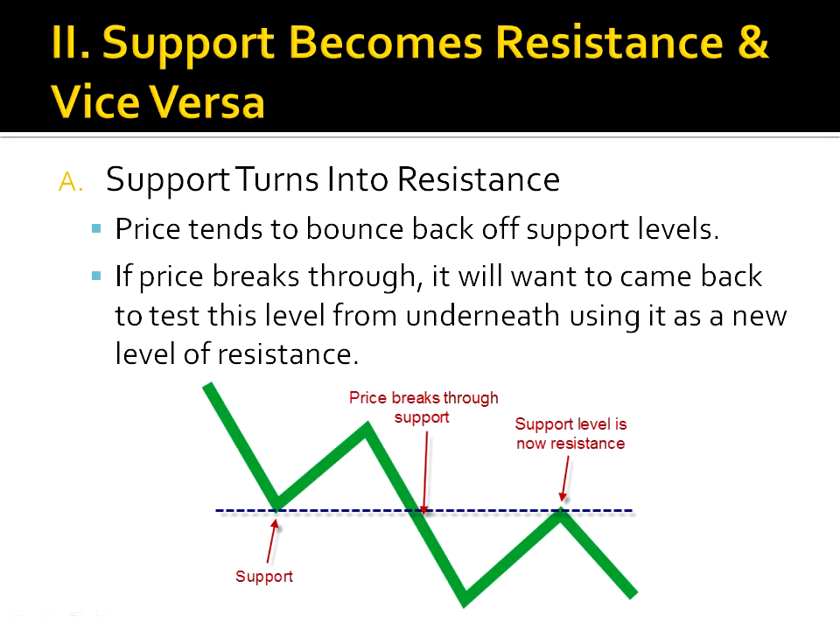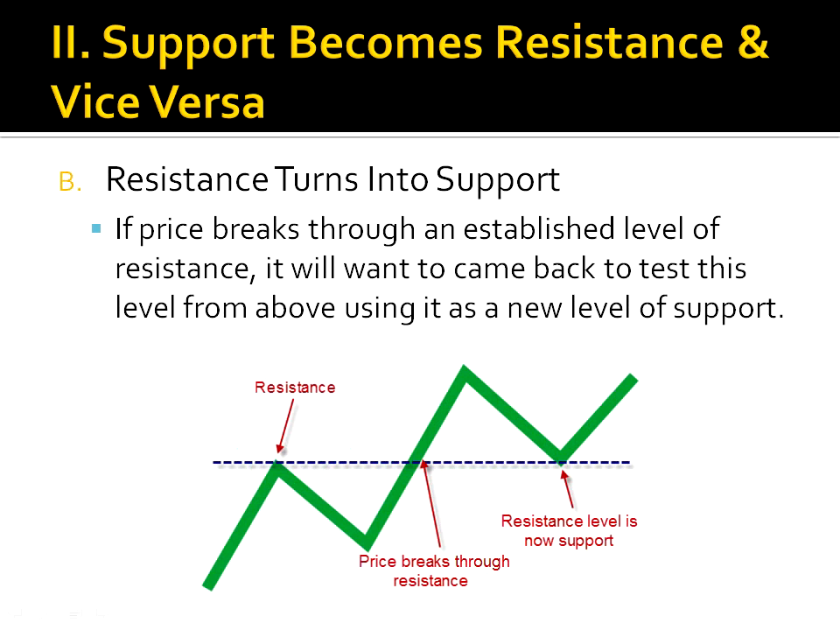Support becomes resistance and vice versa. Support turns into resistance in this example. Price tends to bounce back off of support levels. If price breaks through, it will want to come back and test this level from underneath, using it as a new level of resistance. So in the example below, we can see that price used this blue line as support, bounced off the line in the first example, and then it breaks through, gets underneath the line, but then comes back to test that same level and is now using it as resistance and gets rejected off of that level.